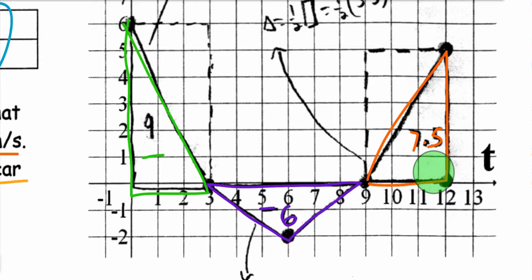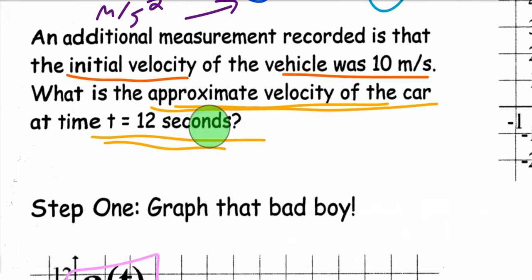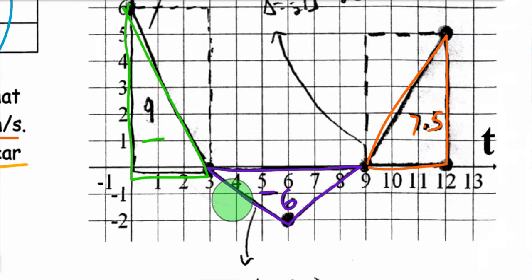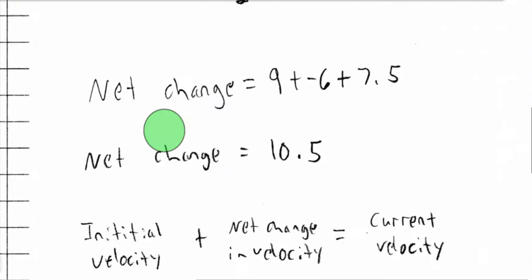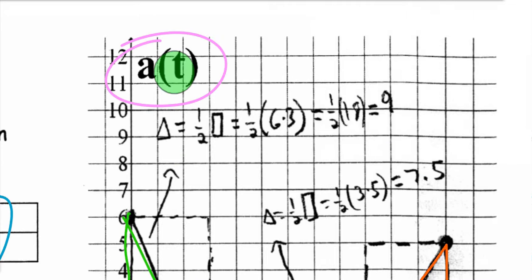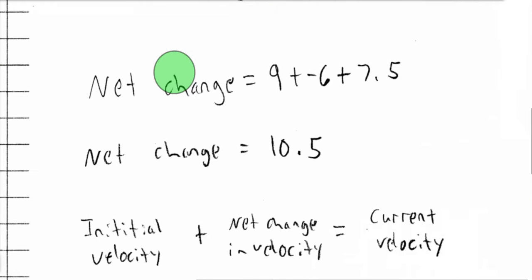Now, that's not going to answer the question per se. It's going to get us closer, because remember the question was asking what is the approximate velocity of the car at t equals 12. So if we add up 9 plus -6 plus 7.5, that will give us the signed area or the change in velocity, since again, this is the acceleration graph. It's like going from velocity to position. Same thing, but it's going from acceleration to velocity. So we get 10.5 when you add those three areas.